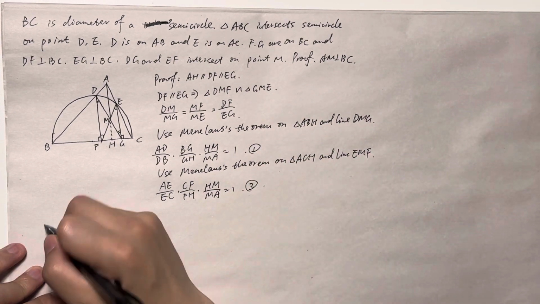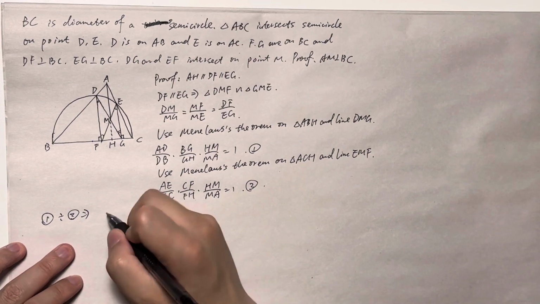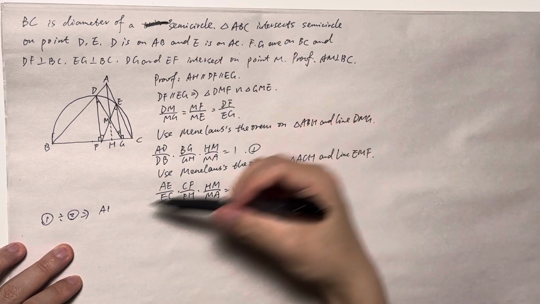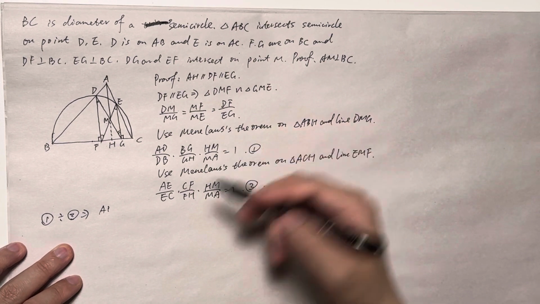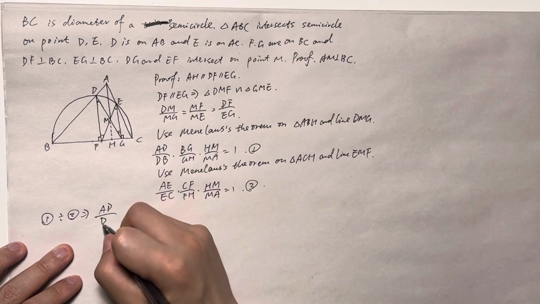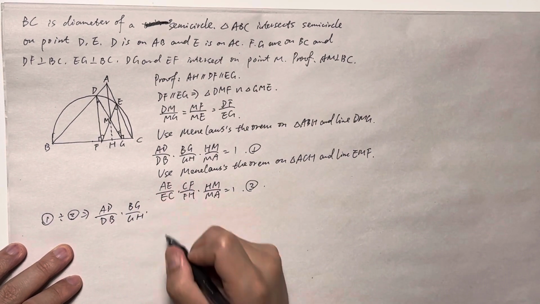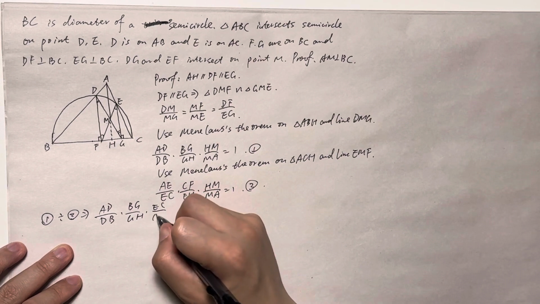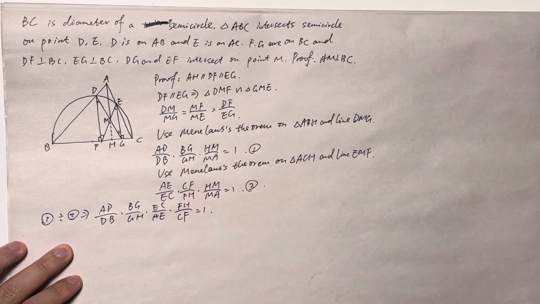This is the second equation. We divide the first equation by the second equation. Why do we want to divide them? Because we can cancel the term HM to MA. So we have AD divided by DB times BG divided by GH times EC divided by AE times FH divided by CF equals 1.